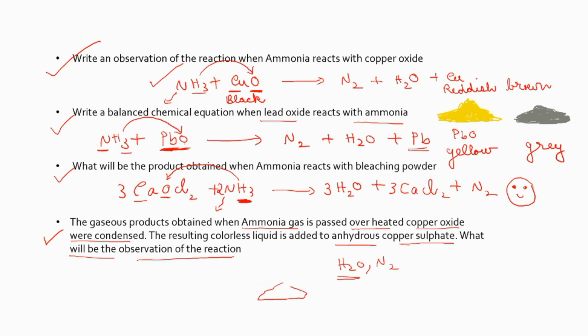Then what we will do? We will take anhydrous copper sulfate. What is the color of anhydrous copper sulfate? It doesn't have any color. Heroine is not with the hero. That is the reason it is colorless. If you are adding a little bit of water into that, what will happen? It will be getting converted into colored copper sulfate, or hydrated copper sulfate, CuSO4.5H2O. So how to write the observation of the reaction? The condensed liquid when added to anhydrous copper sulfate will be turning bluish in color, due to the formation of hydrated copper sulfate. So this is a test for water also.